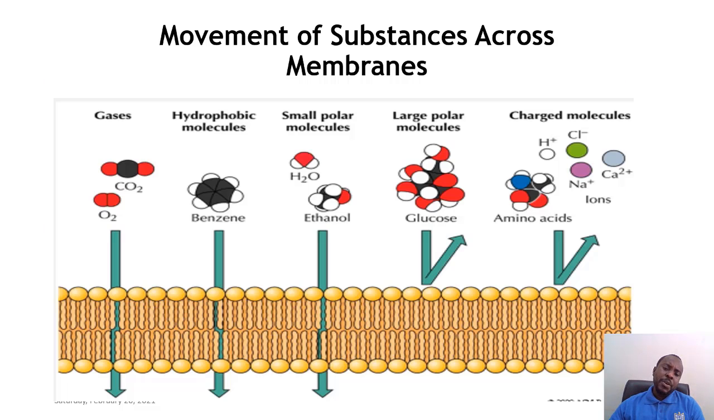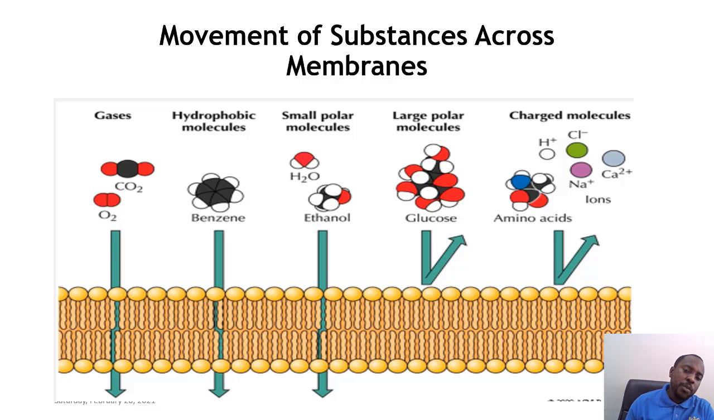So just look at the diagram on the screen at the moment. We have gases. Gases can readily diffuse through a cell membrane. Then when you look at glucose, the size is too big, so it can't. And when you look at the charged molecules, we have H+, Cl-, Ca2+. They are ions with charge. Because of the charge that they carry, it becomes very difficult for them to penetrate through the cell membrane. So these are some of the things that make it difficult for substances to pass through.